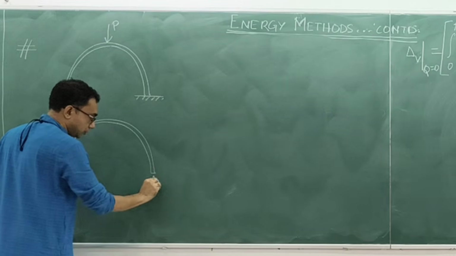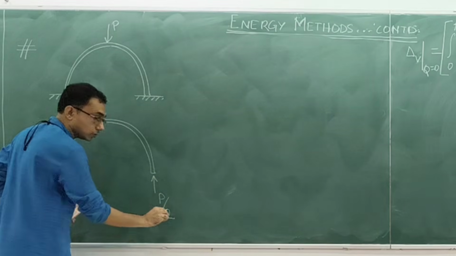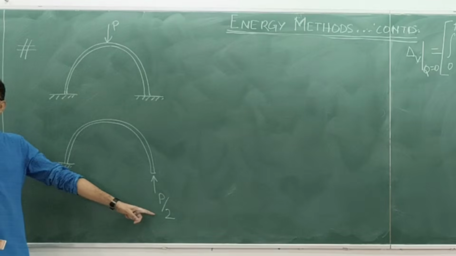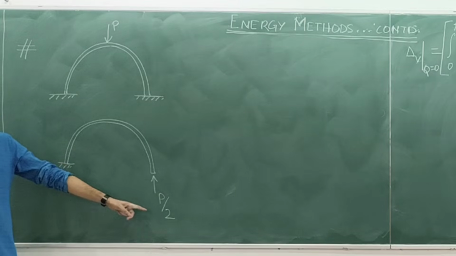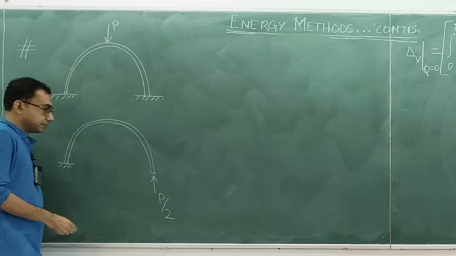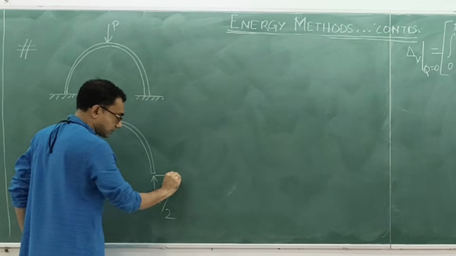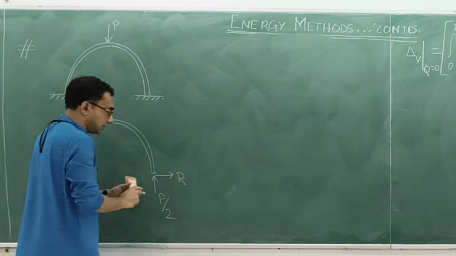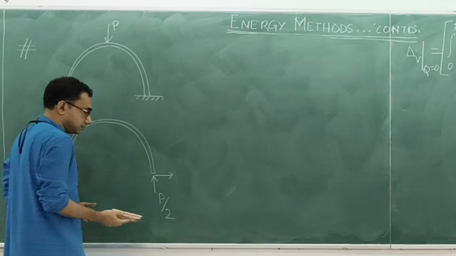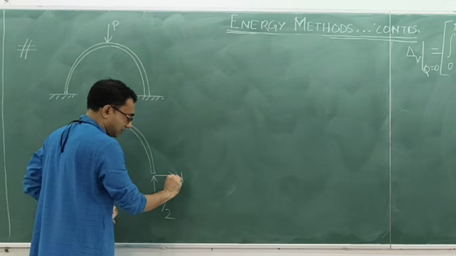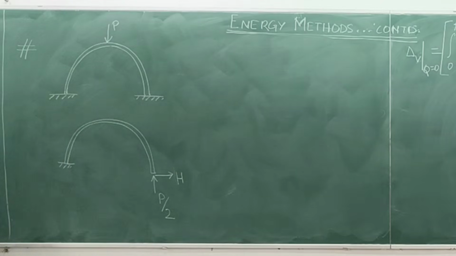Now you have to be a little bit careful. You have to write this P by 2. This is a common mistake. If you don't write this P by 2, it will be wrong. This vertical force must be written. And whatever this is, some R. No, not R, R will be radius. So something like H, horizontal force.